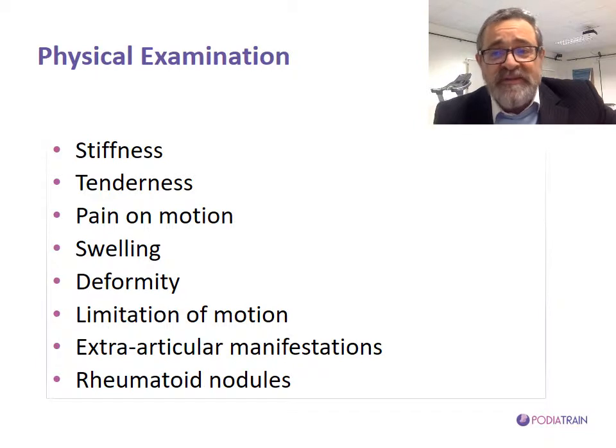Also, one should ask a few questions like, is the problem regionalized or generalized? Is it symmetric or asymmetric? Is it an acute, subacute, or chronic problem? Is it progressive? Do the symptoms suggest inflammation or damage to musculoskeletal structures?